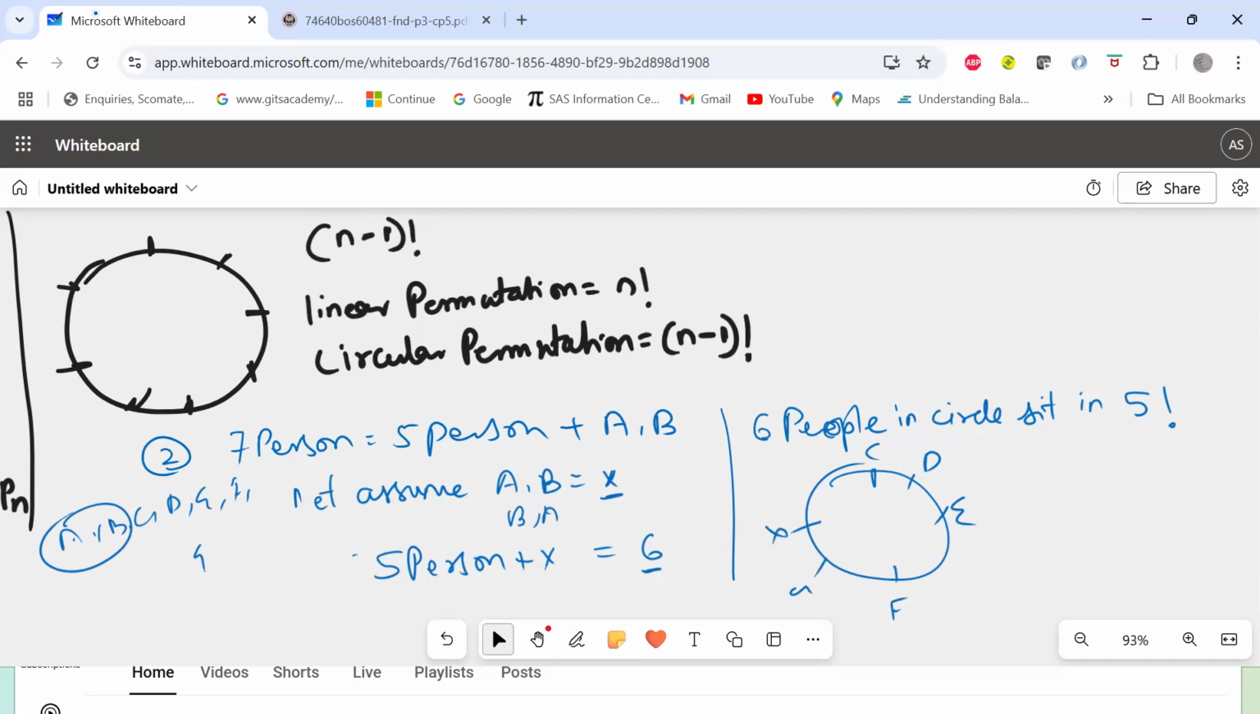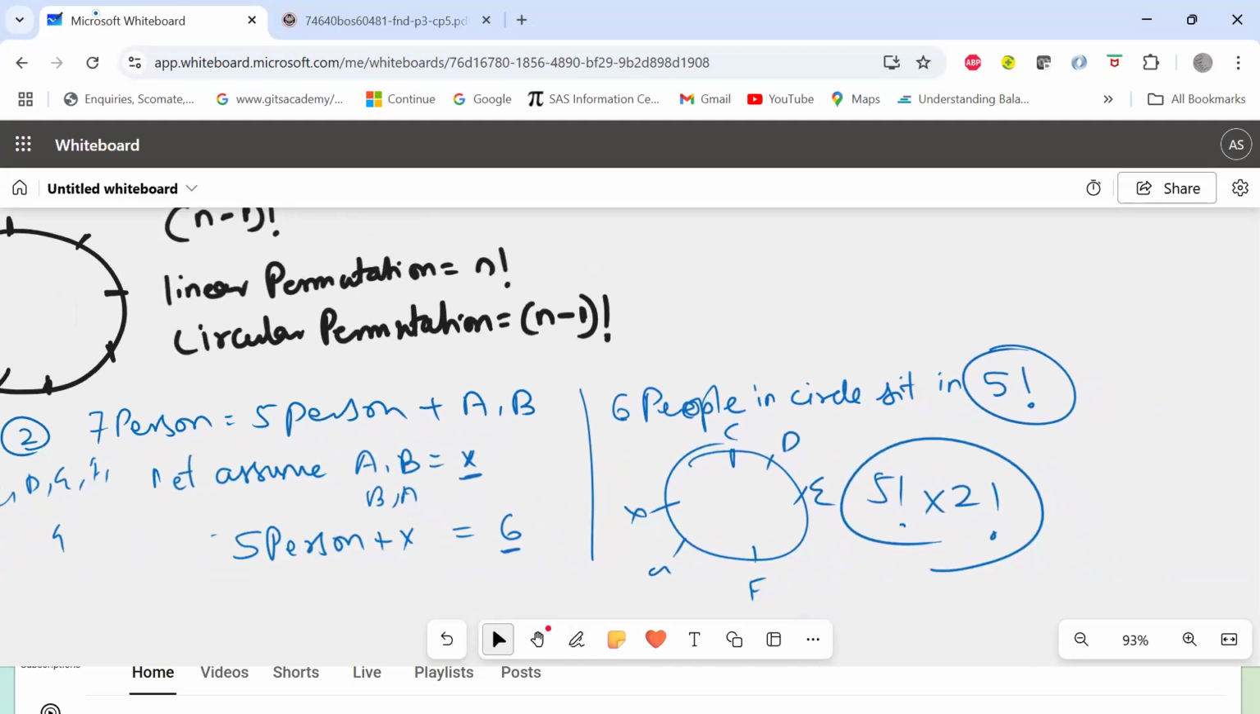They'll sit in 5 factorial ways. Now this X includes A and B, so it can be AB or it can be BA also. So the number of ways they can sit together would be 5 factorial into 2 factorial ways. 5 factorial is 120, 2 factorial is 2. So the answer for this is 240. Clear, everyone?